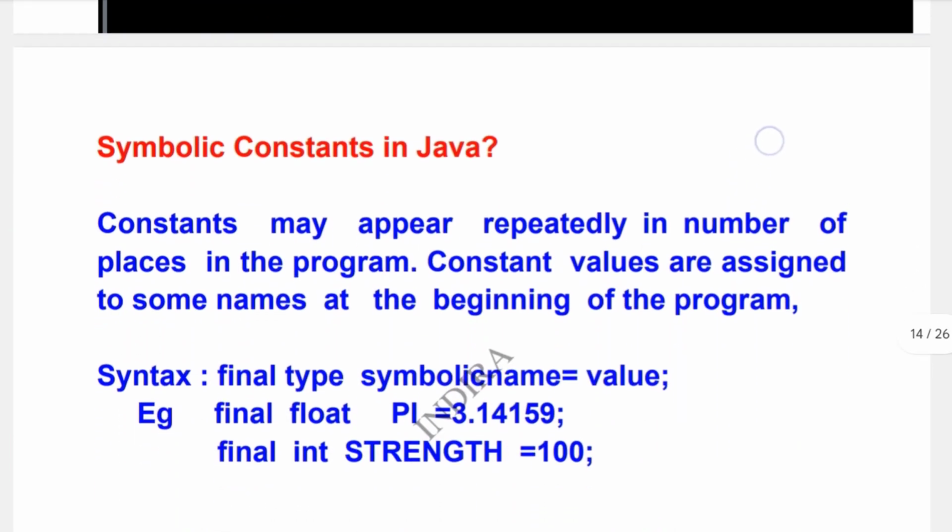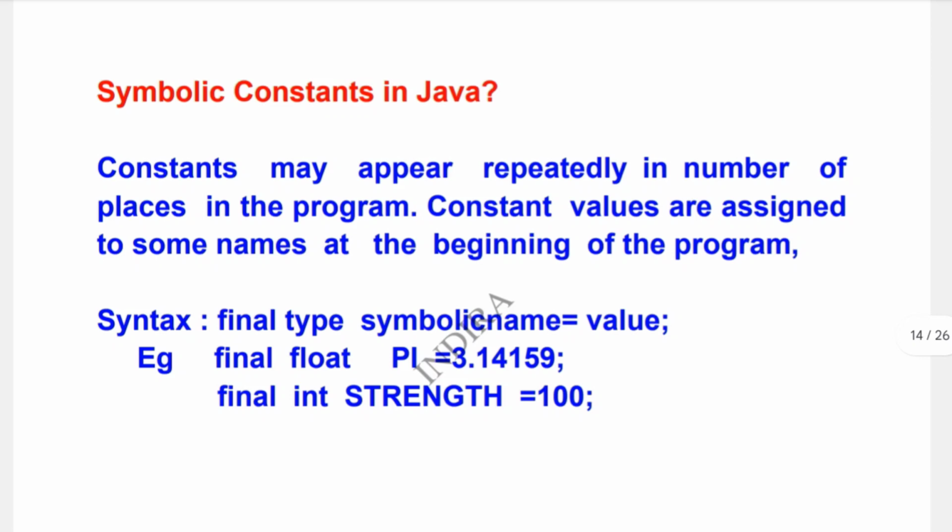Next topic is symbolic constants. Up to here we completed Java constants, whereas here, coming to symbolic constants, that means symbols for constants. So constants may appear repeatedly in a number of places in the program. Constant values are assigned to some names at the beginning of the program.